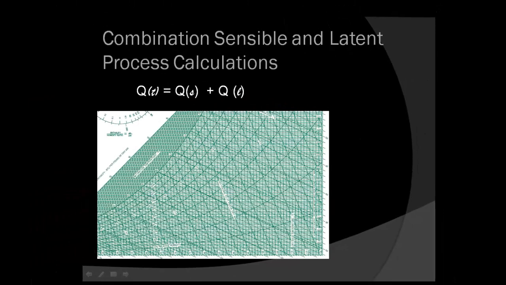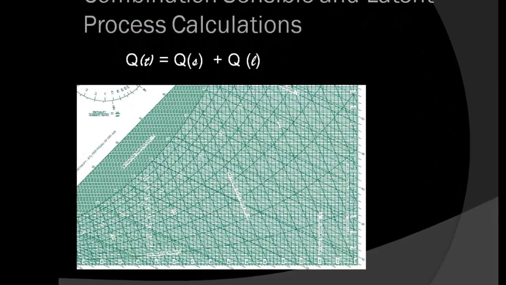It is very common in air conditioning systems for the air to undergo both sensible and latent change. These processes may occur separately or simultaneously, but in either case, the analysis uses both the sensible and latent heat equations. The total heat removed or added is the sum of the latent change and the sensible change. This can be demonstrated on the psychrometric chart.